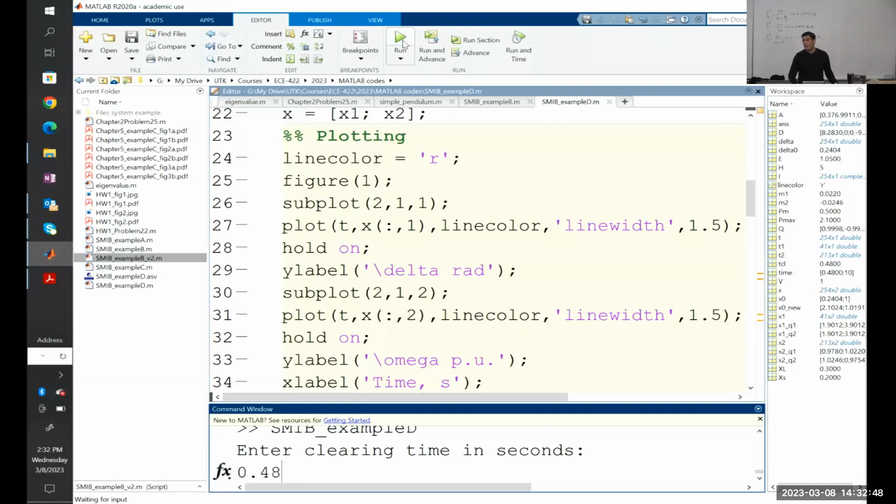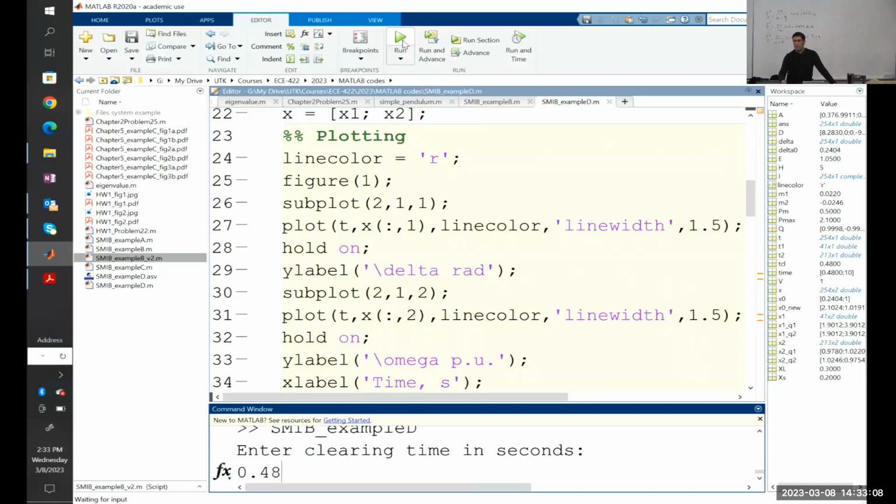0.48. What do you expect in this case? We can have a longer clearing time since electrical power can still be transmitted. What happens when we have more electrical power? Then the machine acceleration won't be as drastic. It will not be as drastic.